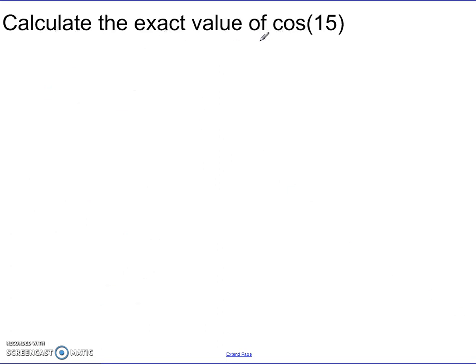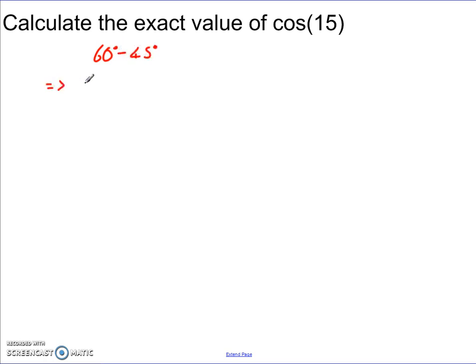Next question was calculate the exact value of cos 15. Now when it asks for something like that, we have to think of the exact values in terms of the ones we know. Now we know 0, 30, 45, 60 and 90. We know the exact values of those. There's bound to be some way I can write 15 in terms of that. Well, 15 degrees is the equivalent of 60 take away 45 degrees.